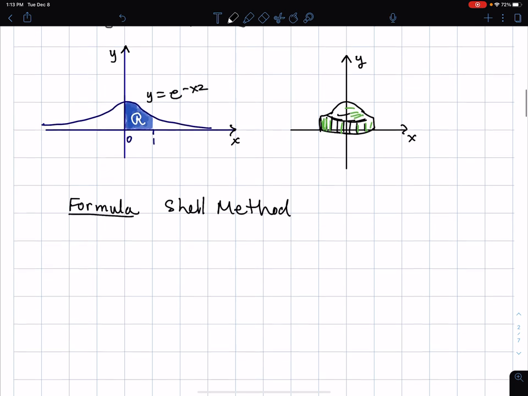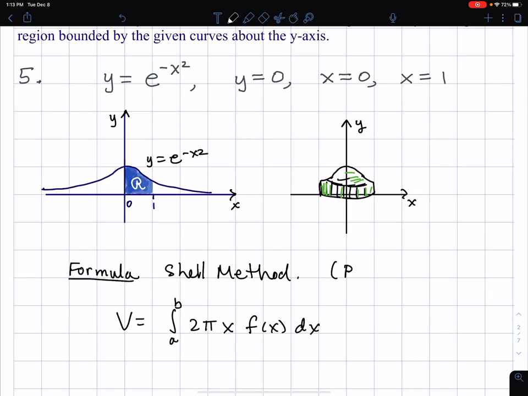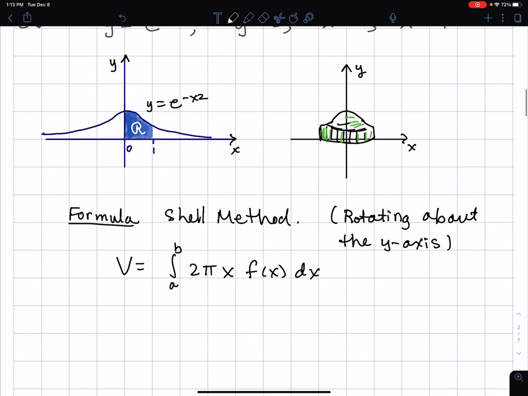So the shell method formula: the integral from a to b of 2 pi x f of x dx. This is when I'm rotating about the y-axis, in the context of this problem. Simply, all we're going to do is plug in the numbers: 0 to 1, 2 pi x, and the function e to the negative x squared, dx. Notice that we integrate from 0 to 1, even though after the rotation the solid goes all the way from -1 to 1. We still are only integrating from 0 to 1.